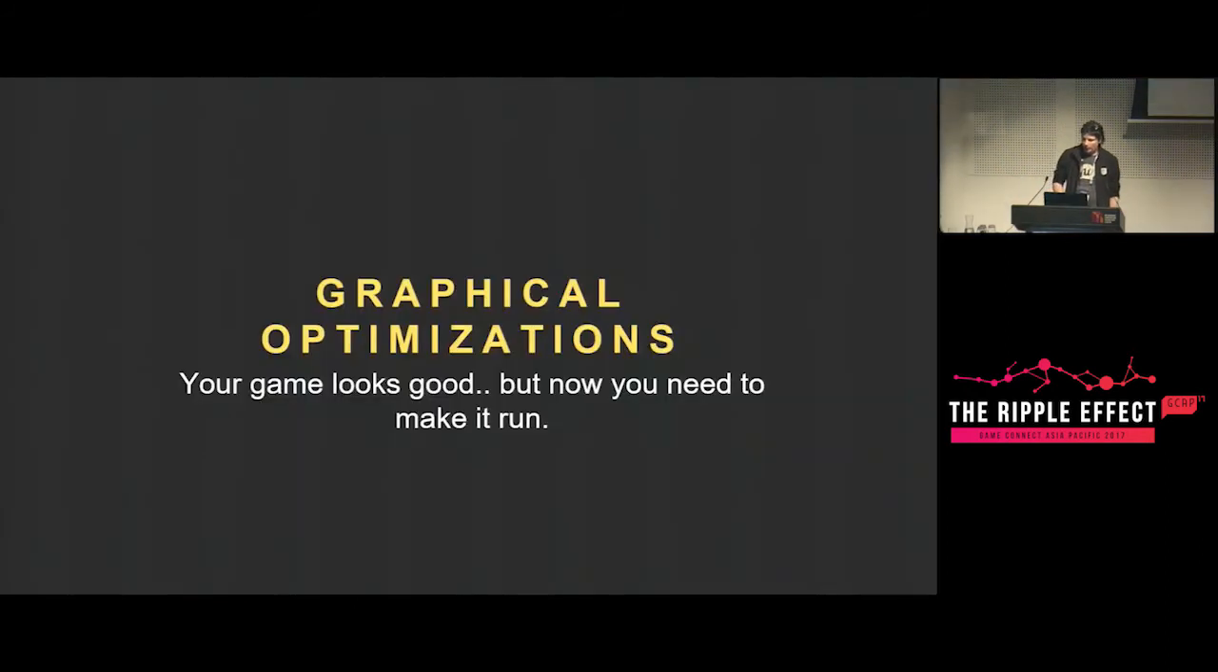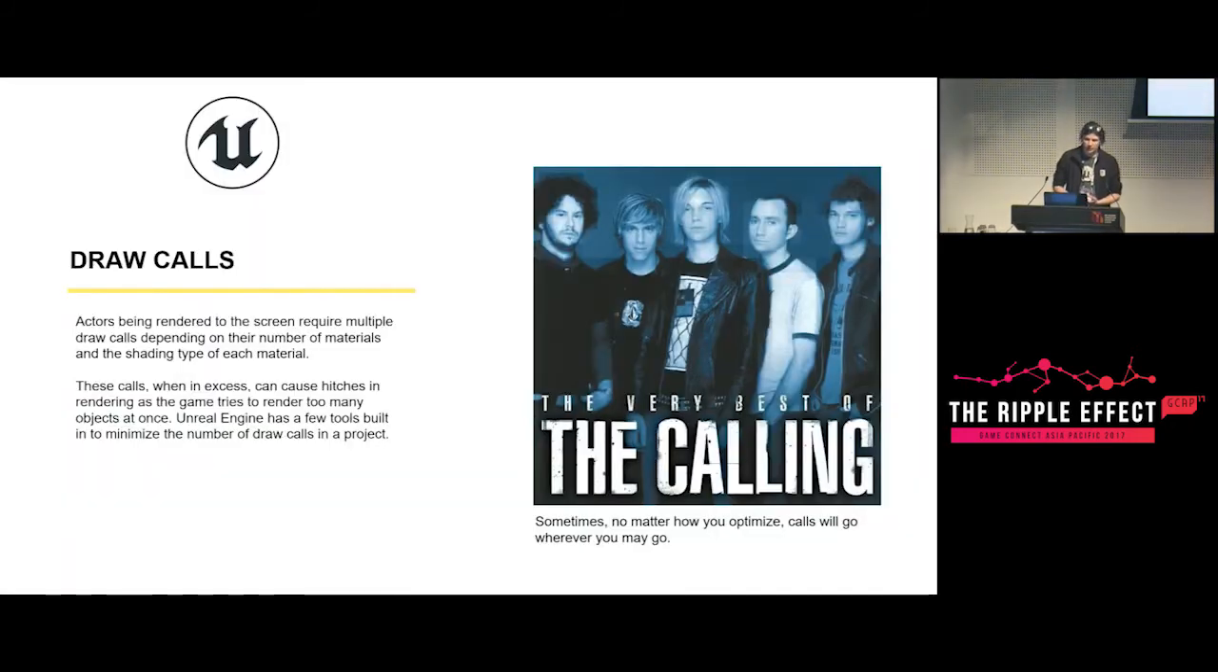So the next thing we're going to be looking at is graphical optimizations. And this is one of those things where, as I said, your game looks good, but you've really got to make sure it's going to be running on as many machines as possible. The first problem there is really just the draw calls. You really want to make sure that, as often as possible, you're limiting your draw calls and cutting back. For anyone that's unfamiliar with it, every single time you have a material being rendered, you're going to be doing another draw call to do it.